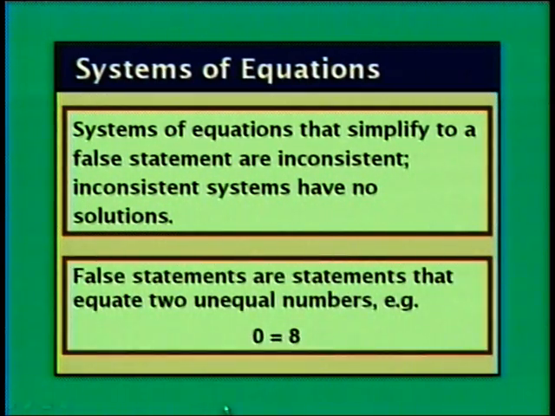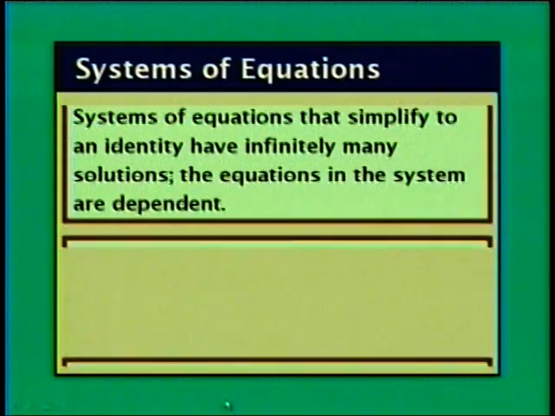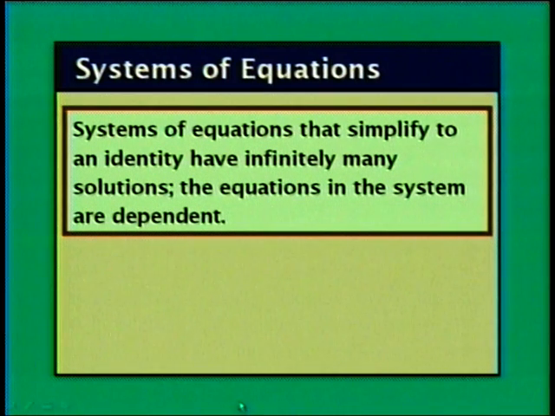False statements are statements that equate two unequal numbers. For example, 0 equals 8. That's just plain false. Systems of equations that simplify to an identity have infinitely many solutions. The equations in the system are dependent.